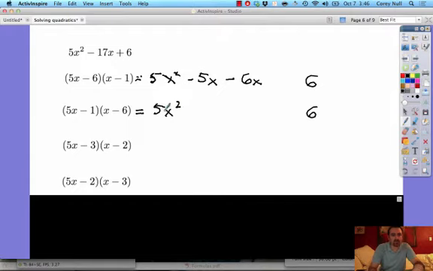Again, we've set it up so we have 5x squared here and 6 here. Let's try the middle. Okay, the outside, negative 30. x minus x. That's negative. Nope, that's not going to work. Negative 31.